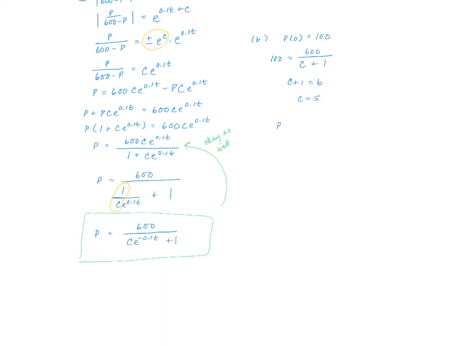And here, if you want to put p of t instead of just p to remind yourself it's a function of t, that's fine, but that's not necessary. So our specific solution would be 600 over 5 e to the negative 0.1t plus 1. And that's it for this section. In the next section, we're going to look at another type of differential equation that we can solve for.